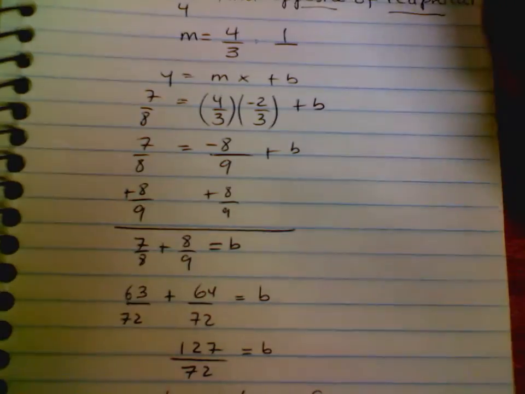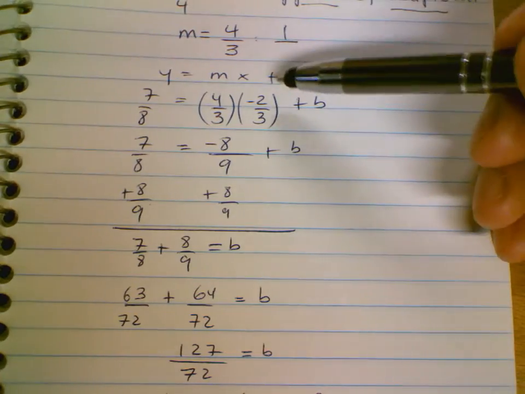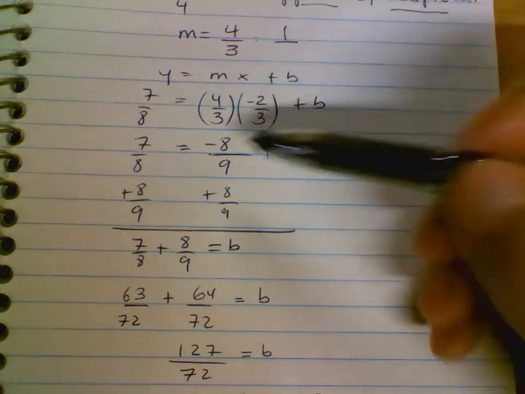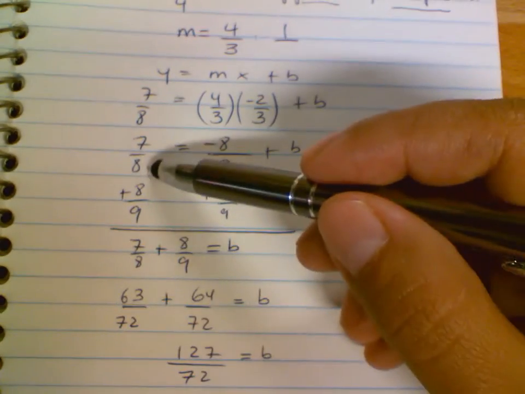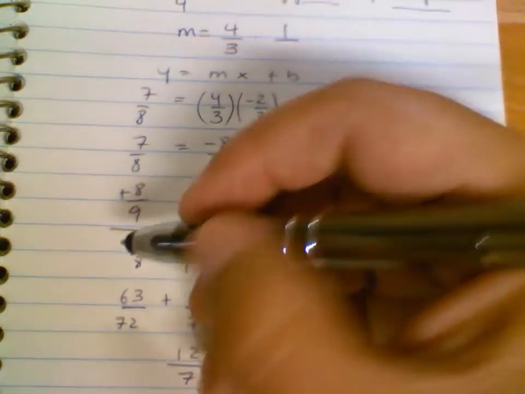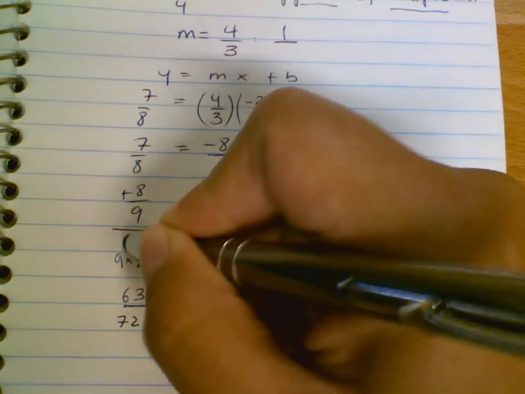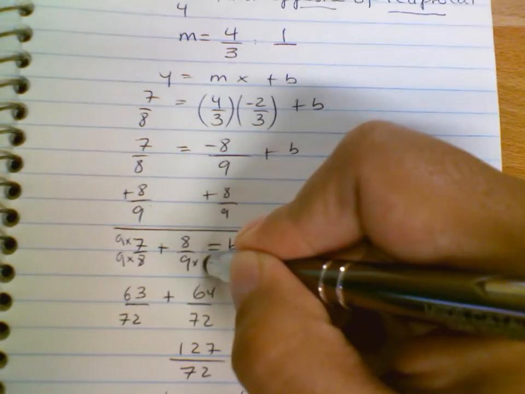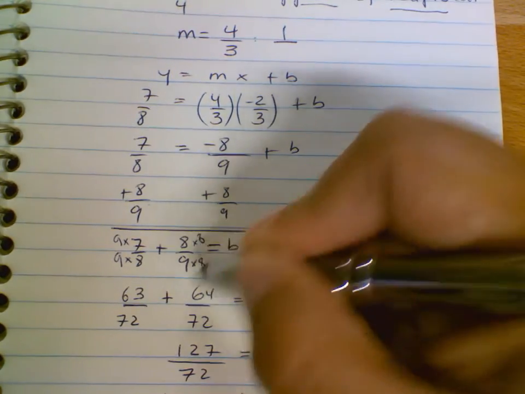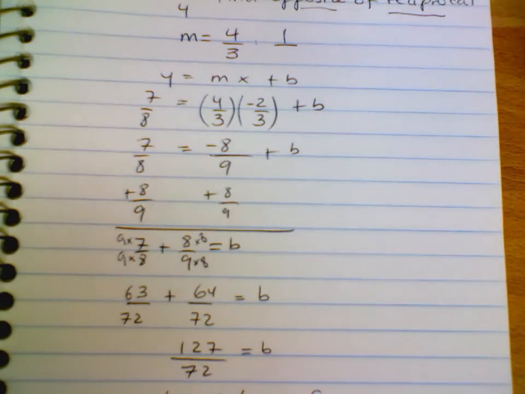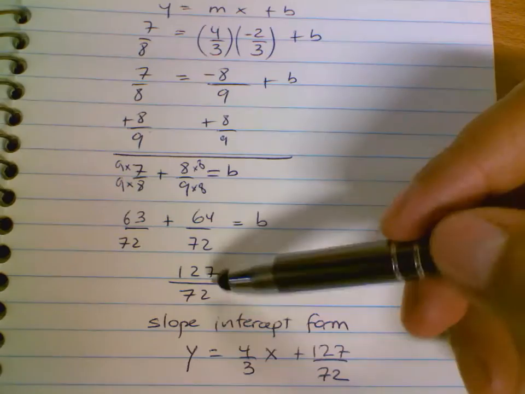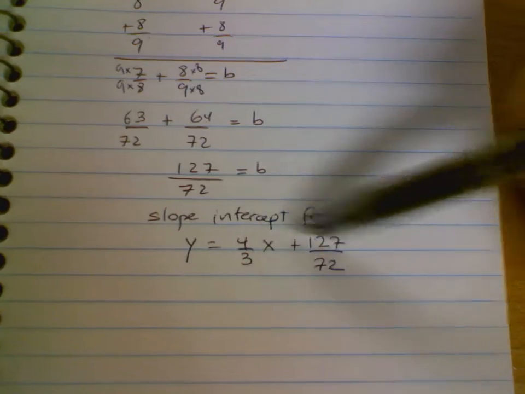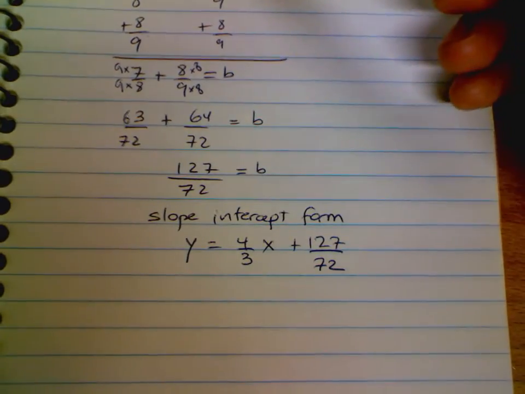Now you replace your values in the y equals mx plus b equation that you must be loving by now. Multiply across fractions, and then since the denominators are not alike, you're going to have to multiply this fraction by 9 top and bottom, and this fraction by 8 top and bottom, so that the denominators are alike at 72. And then you can combine them to find b. So the value of b is 127/72.